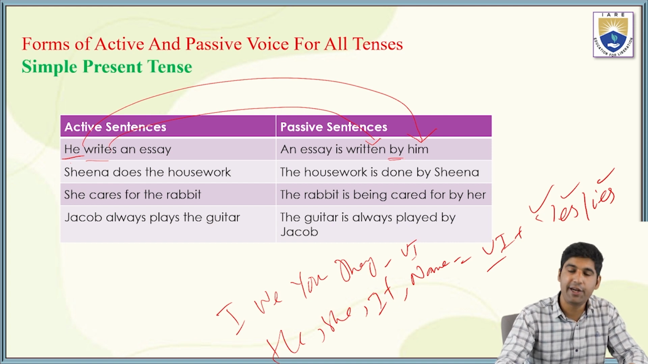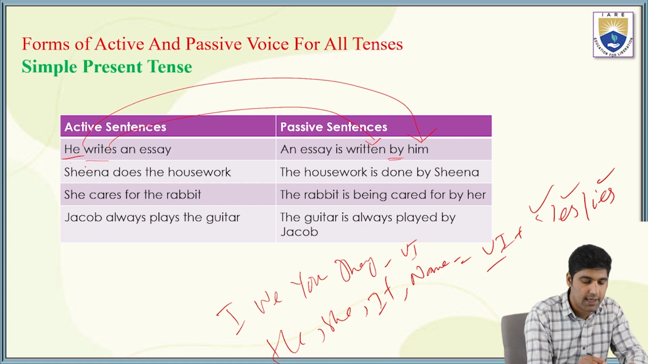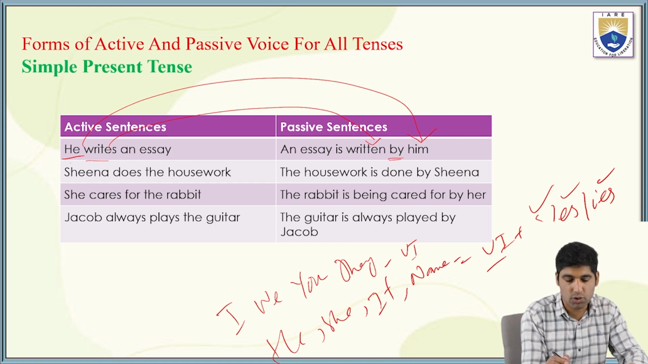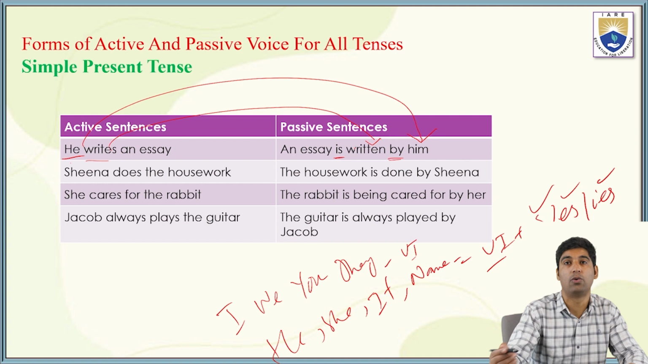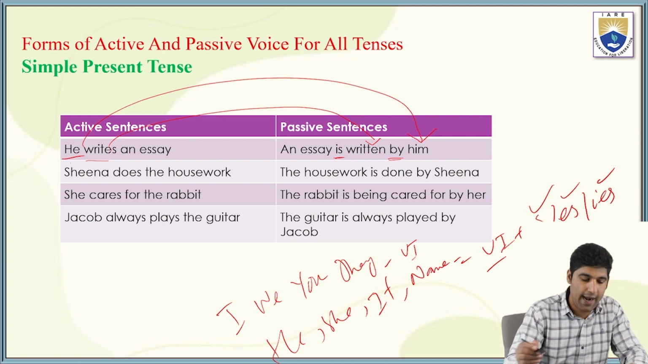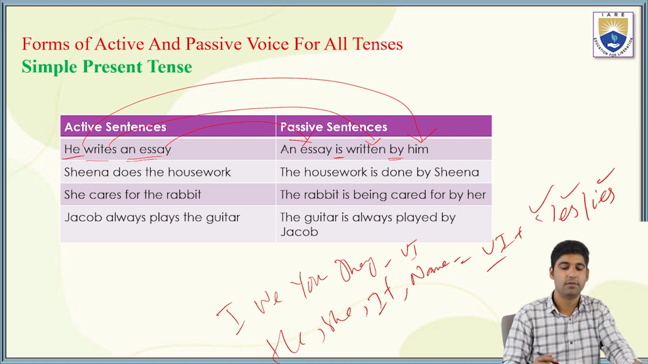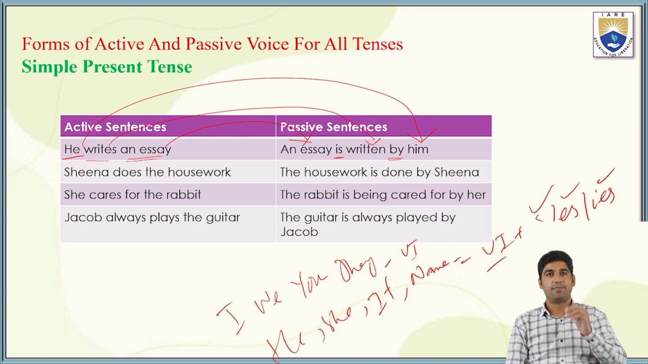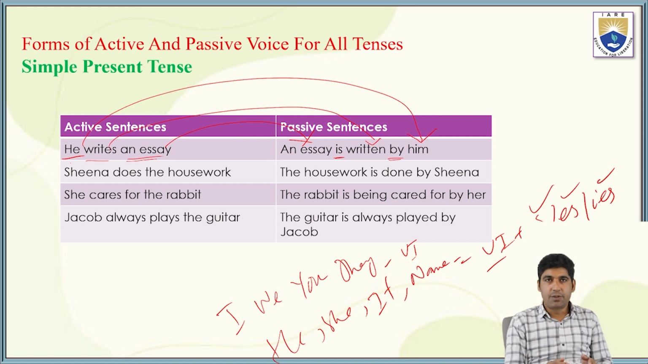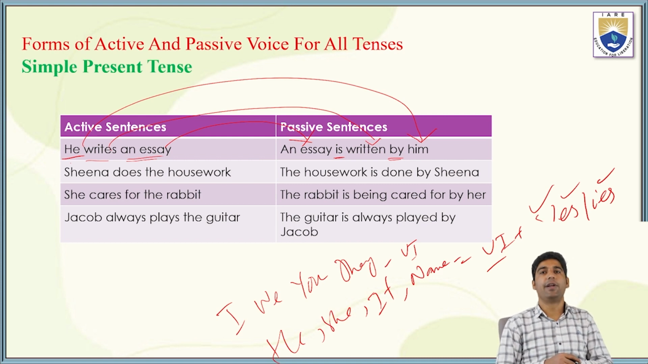And I told you we need to use the helping verbs in order to maintain the tense. He writes an essay is present tense, so that's why I used is. That's why I do not use was. And an essay here is the object, and it became the subject here. So it's reverse. When we are converting an active sentence of present indefinite tense into passive voice, the first thing we need to keep in mind is the interchange of subject.